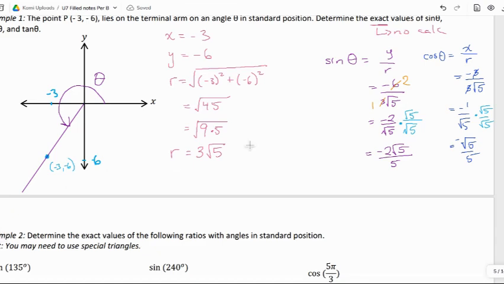The last ratio we need to find is tan of theta. And tan of theta is y over x. So we have -6 over -3, which simplifies to +2.